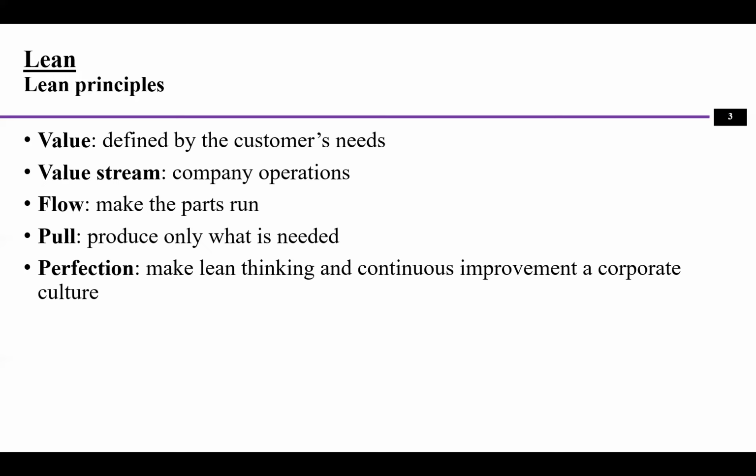In this way, we can actually reduce the inventory and also have more cash on our hands, and so we can invest in some other activities for more profit. And the last one is perfection. So perfection means we want to make this lean thinking and continuous improvement as a corporate culture.